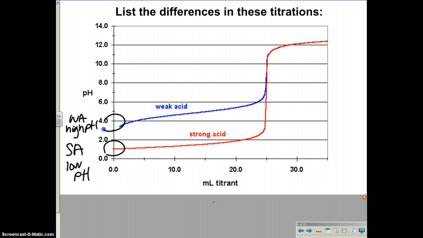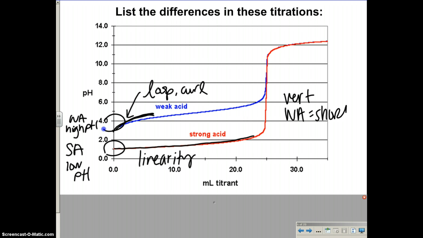And then also you've got a difference in the shape. There's a loop here, also called a curl. So there's a little bit of a tail end on the weak acids that's iconic to our weak acid titration curve. The linearity of the strong acid means that it has a steady increase in pH, but it's still not going to cause a drastic pH change because of the excess amounts of strong acid. Once we get past the linear, kind of flat portions of the titration curve, you need to look at the differences between the vertical sections. So weak acids have a short vertical section, whereas strong acids have a long vertical section.